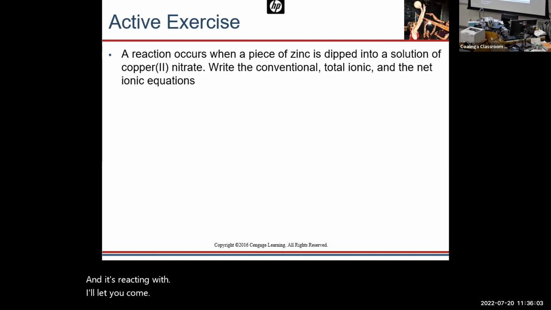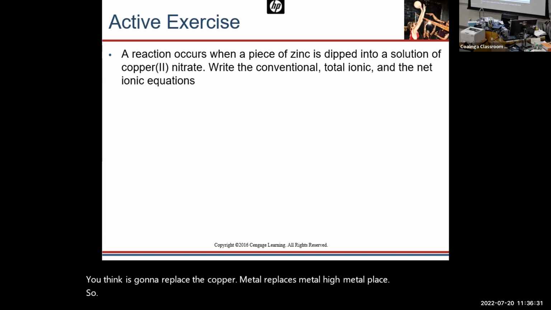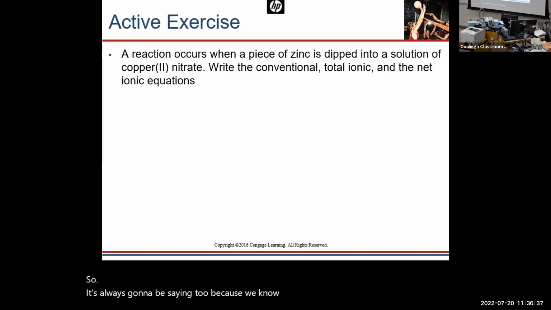Okay, and we're making an equation. Now, who's gonna replace who? Zinc is gonna replace the copper. Metal replaces metal, non-metal replaces non-metal. It's always gonna be zinc 2+, because we know that it's zinc 2+, so then how many nitrates will we need to balance that out? 2, right.